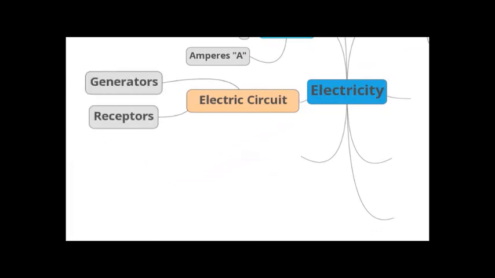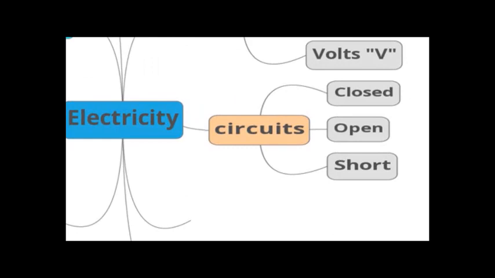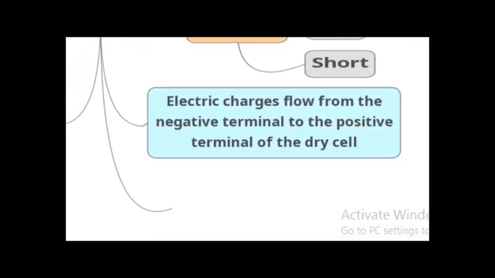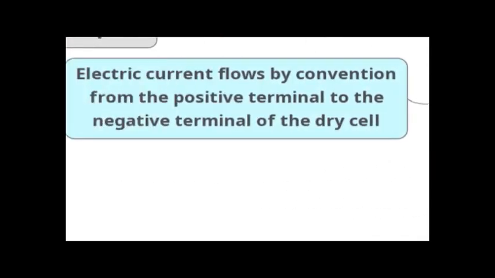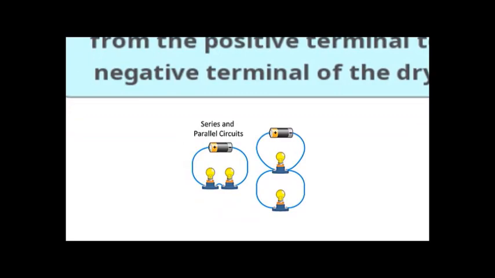For the current to flow, we have to talk about an electric circuit, which mainly consists of generators and receptors. Circuits could be of three types: closed circuit, open circuit, and short circuit. Concerning the flow of electric charges, they flow from the negative terminal to the positive terminal of the dry cell, while the current, by convention, is from the positive terminal to the negative terminal of the dry cell. Concerning the grouping of components, we can group them in series or in parallel.